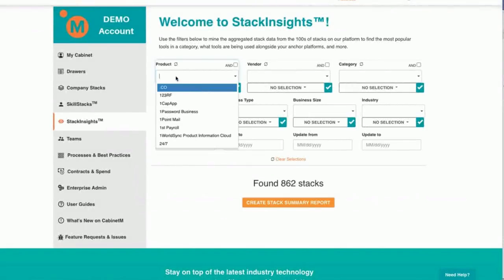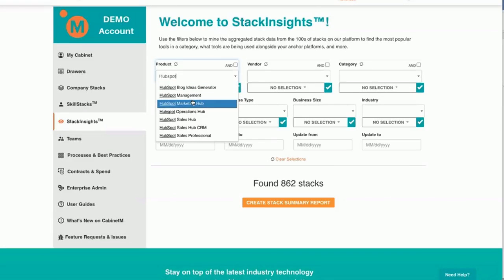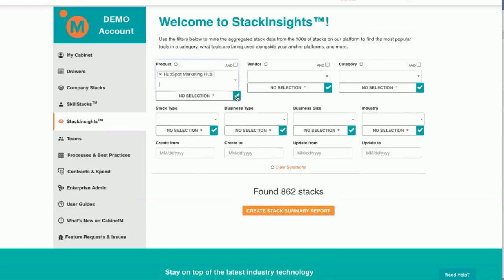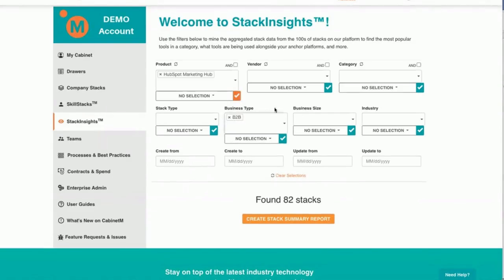What CabinetM allows organizations to do is mine data based on the tools that they use or the tools that they are considering. Let's say you are considering HubSpot's Marketing Hub. Of the 800 plus stacks on CabinetM, there are 82 stacks that include HubSpot Marketing Hub. You can get more granular and decide that you only want to look at them in the B2B environments.